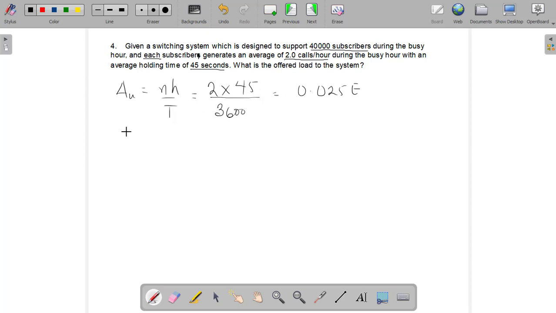And so to find the total traffic, we are going to have our capital A given by the number of subscribers times the intensity per user. So we are going to have 40,000 times 0.025, which gives us 1,000 erlangs. So first we found the intensity per user, and then we multiplied our answer by the number of subscribers the system is designed to support, and that gives us 1,000 erlangs.